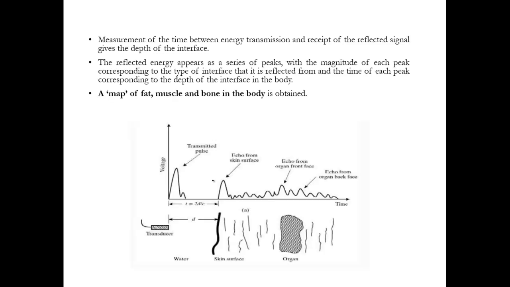So in this case, if you see, this is the transducer, this is the water, this is the skin surface, these are the internal organs. And accordingly, if you have the voltage output with respect to time, you have the transmitted pulse given in this form. And this is the echo received from the skin surface. And this is the type of profile that we see: echo received from the organ front face, echo received from the organ back face.